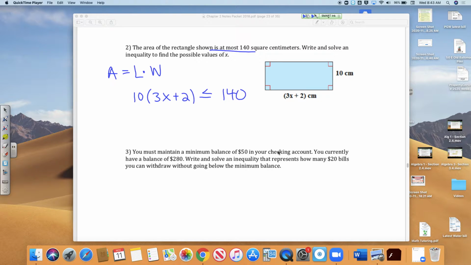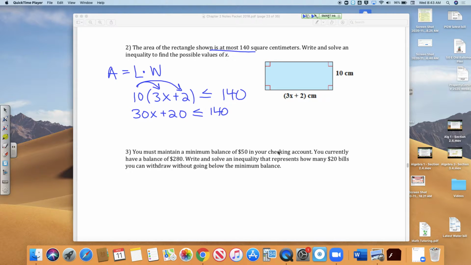So this is the inequality you would create from that word problem, and then you would solve it to figure out what the possible values of x would have to be in order for this to be true. To do that, you would distribute. 10 times 3x is 30x. 10 times 2 is 20. So we get 30x plus 20 is less than or equal to 140.